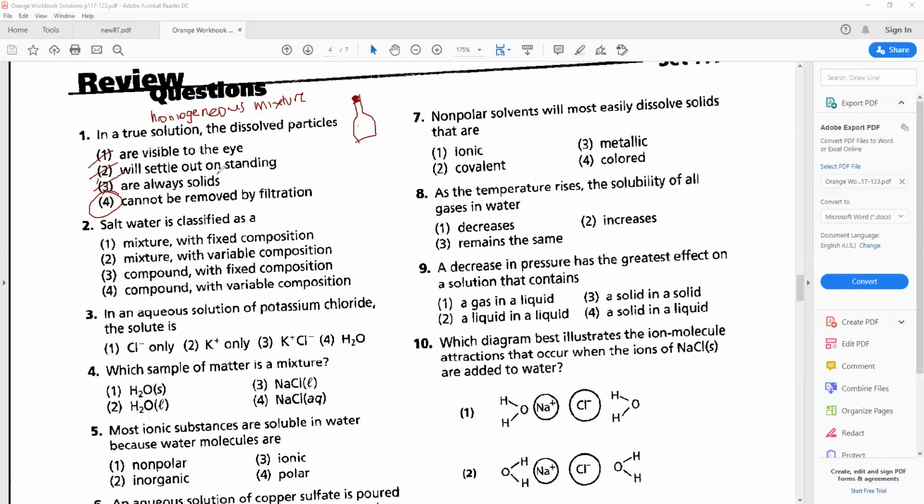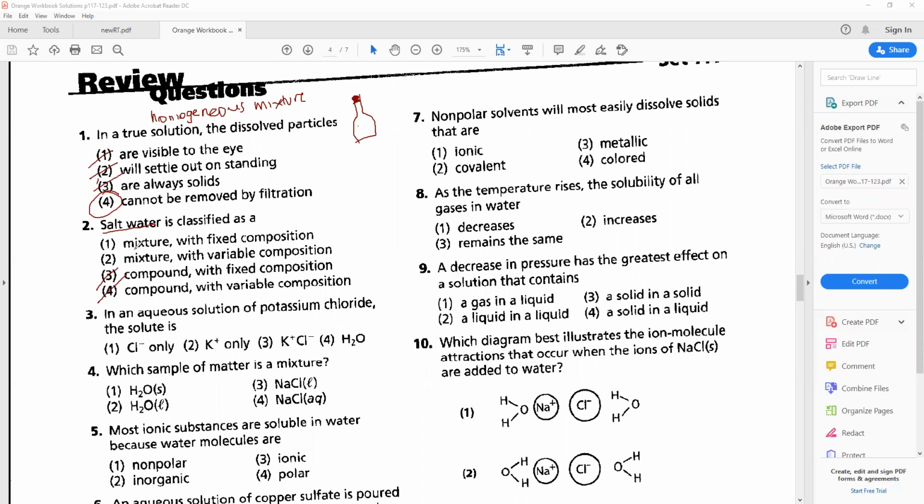And the dissolved particles are not always solid. It can be a gas dissolved, like carbon dioxide dissolved in water. It can be a liquid, like alcohol dissolved in water. They're not always solids. Salt and water are a mixture. They're not a compound. It's a physical mixture.